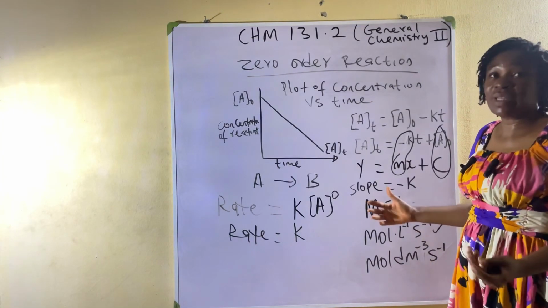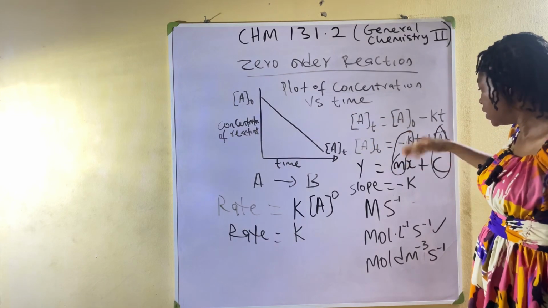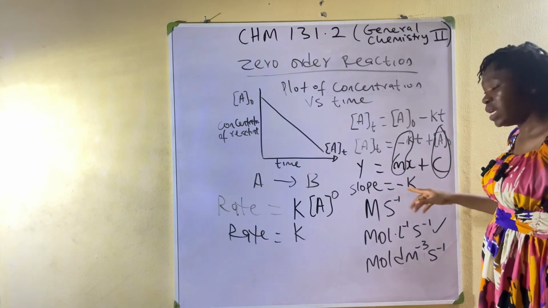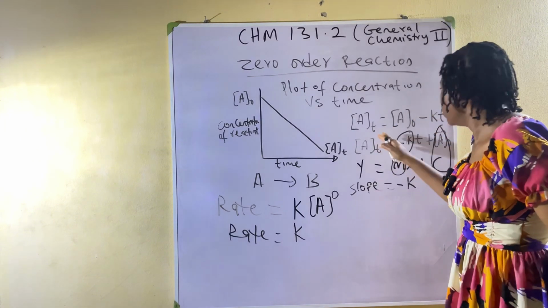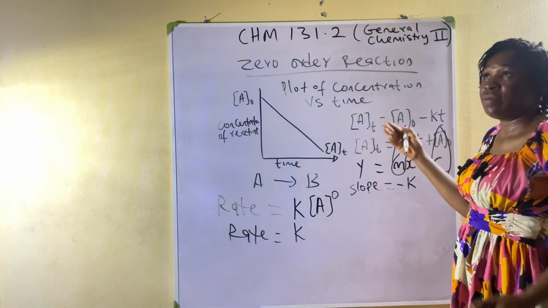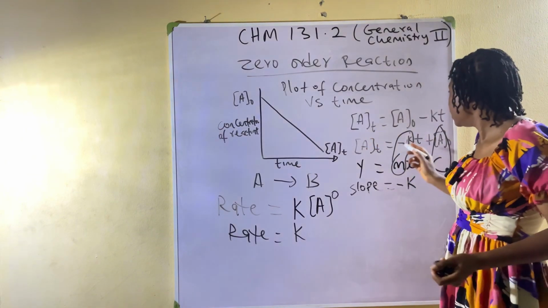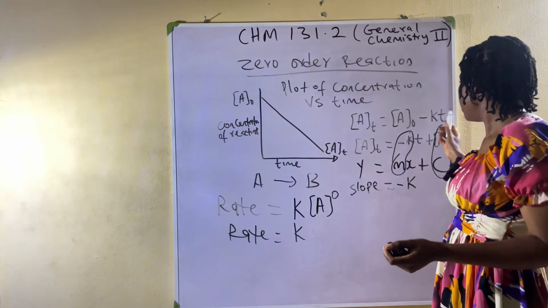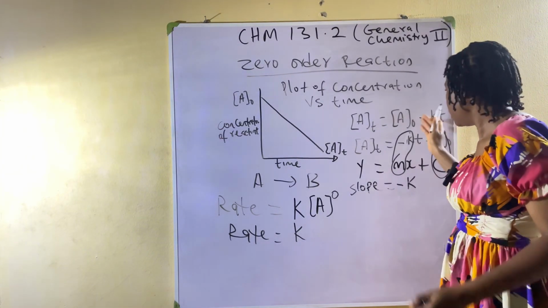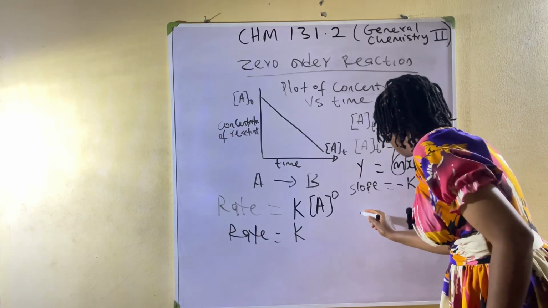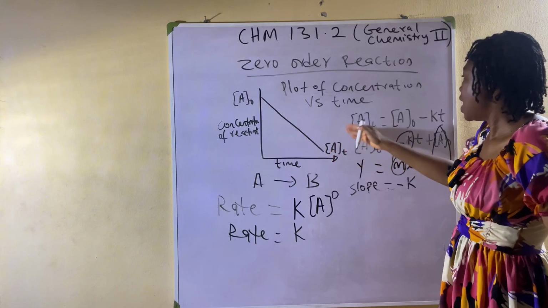A zero order reaction gives a negative slope. The slope is negative. You can as well rearrange this formula to be like this. You can use this one if you are asked to find the concentration at a given time, or if you are asked to find, for example, the rate constant. You just bring this one here and bring the other one here.